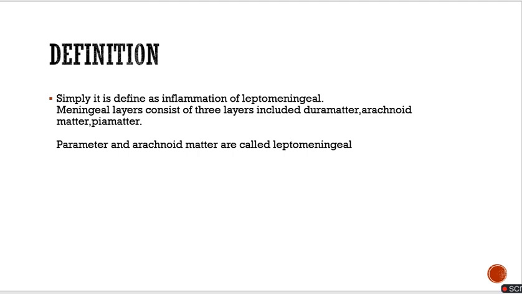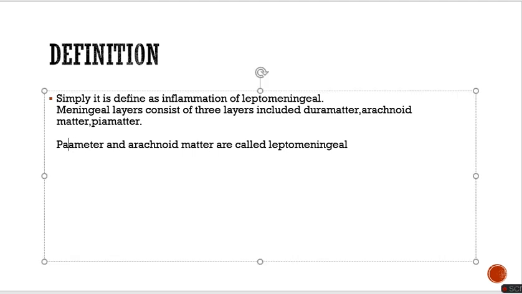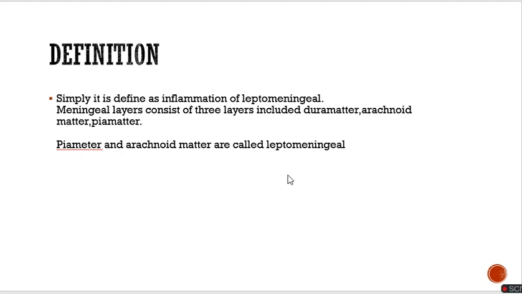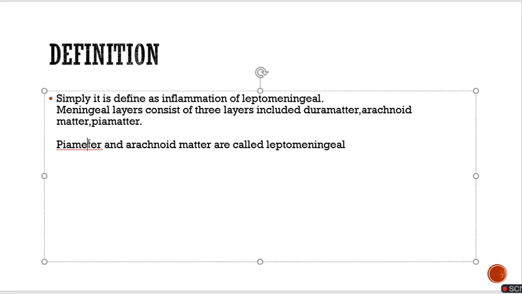So it is simply defined as the inflammation of the leptomeninges. What is the meaning of leptomeningeal? It means the inflammation of the pia mater. Okay, this is not the dura mater, this is the pia mater. So inflammation of the pia mater and arachnoid mater, collectively we call leptomeningeal. So this is the inflammation of the leptomeningeal layer.